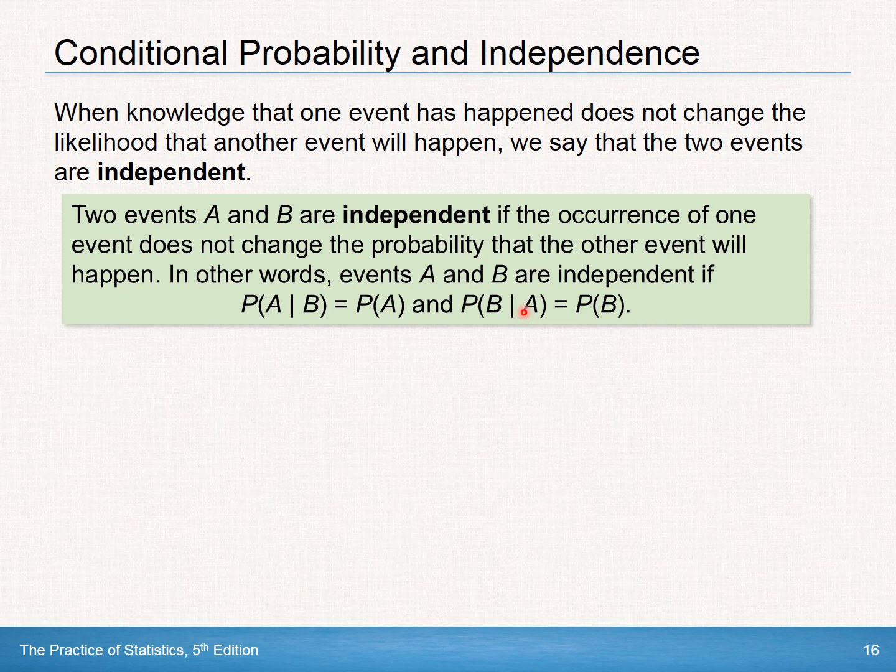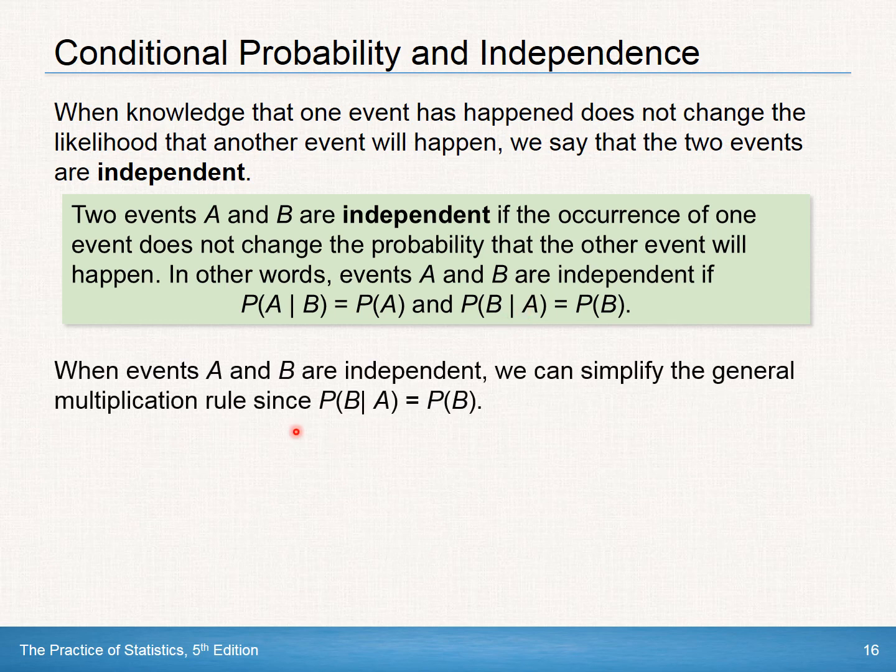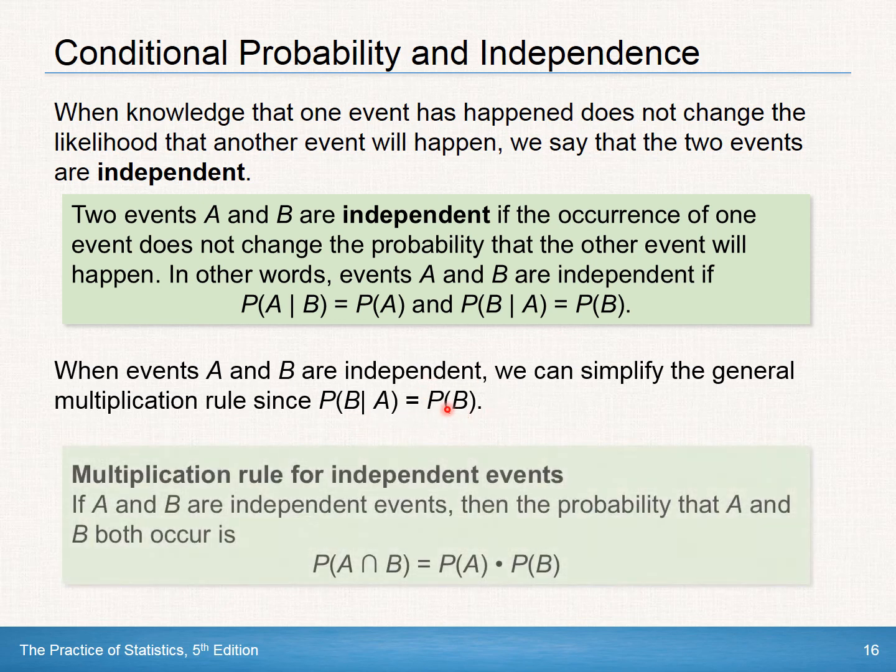When A and B are independent, we can simplify the general multiplication rule, since the probability of B given A is just the probability of B. So what does that look like? If you have independent events, and this only works for independent events, the probability of A and B is the probability of A times the probability of B. Think about this: our previous one was the probability of B given A, and we're replacing that with just the probability of B.